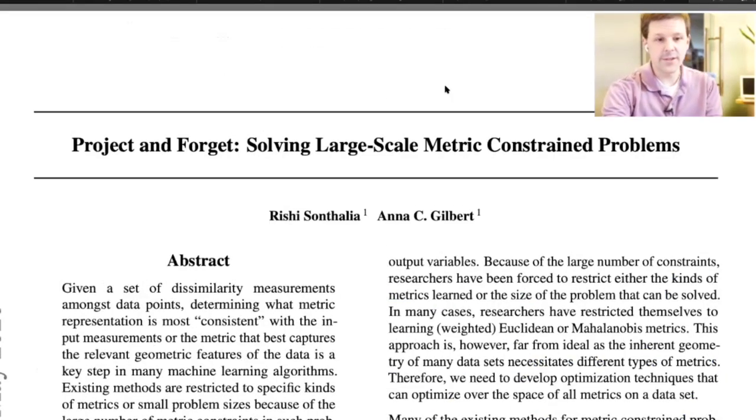So let's dive into your paper and code. Okay. So the paper is called Project and Forget. So it's one of these papers that has a nice catchy title too. So that's even better.